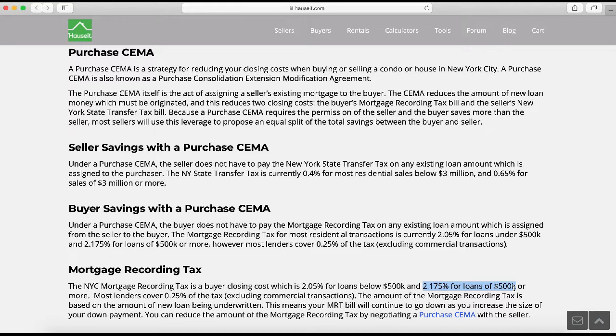But in order for the strategy to work, the seller has to obviously agree to it. The seller will not just assign the mortgage if they don't give their own permission, and also the lender on the seller side needs to approve it as well. Now, the seller also saves money with the Purchase CEMA. Specifically, the seller does not have to pay the New York State transfer tax on any amount of loan that they assign to the buyer.